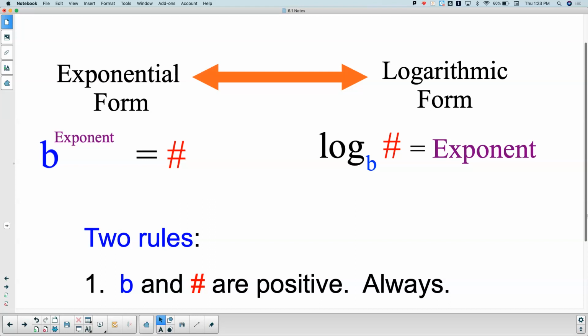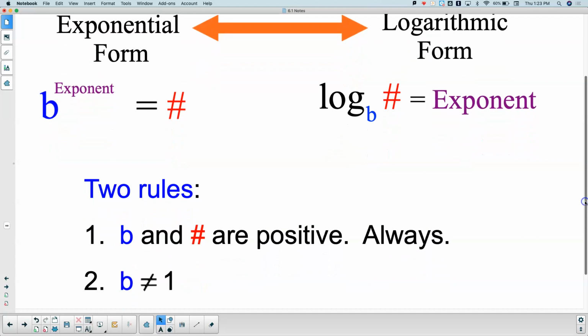The second rule is that b can't be equal to 1. Because if it equals 1, the answer is just 1, since 1 to any power is 1. We're going to start out today by switching forms. We're going to end today by evaluating different equations.